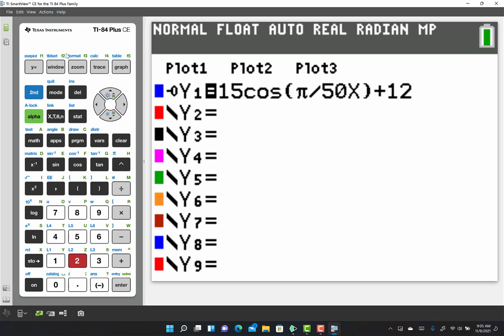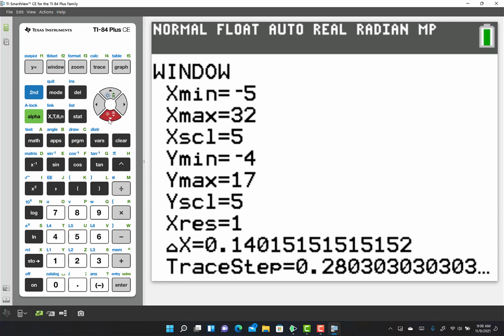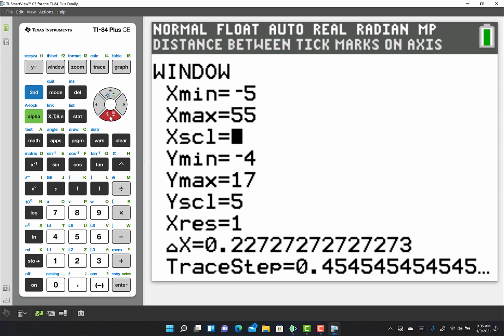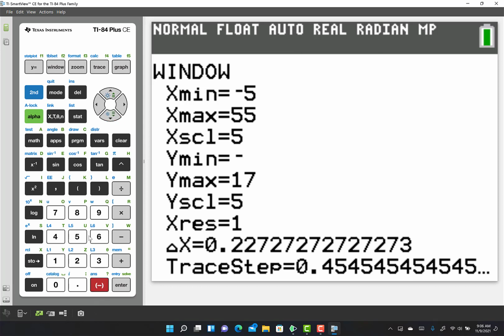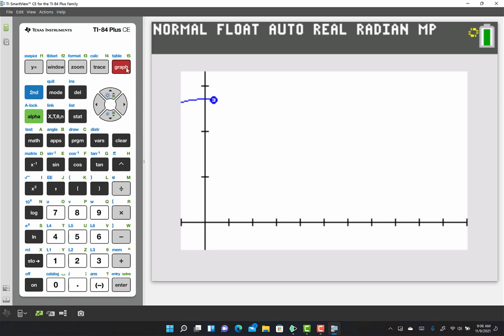I'm going to click on window. And I'm going to go -5 to, let's see, 55. Yeah, we just need that little portion. X scale by 5, that's fine. Y min, I go 3 meters below ground, so I'm going to go -6. And then it goes all the way to 27, so I'm going to go like 32, 33. And Y scale by 10. All right, when I push graph, here's my roller coaster.